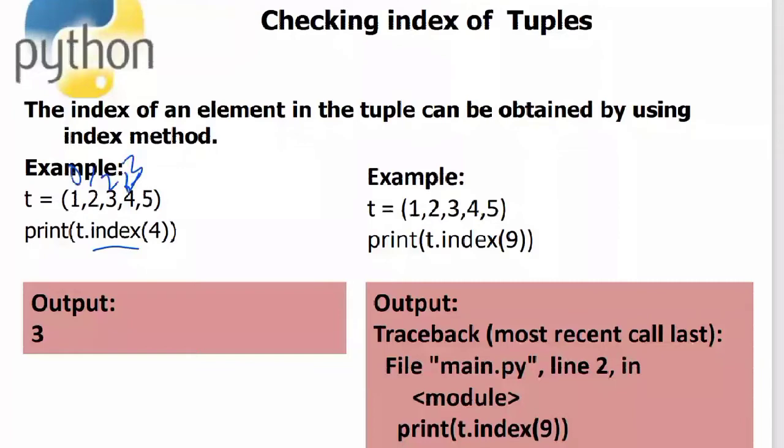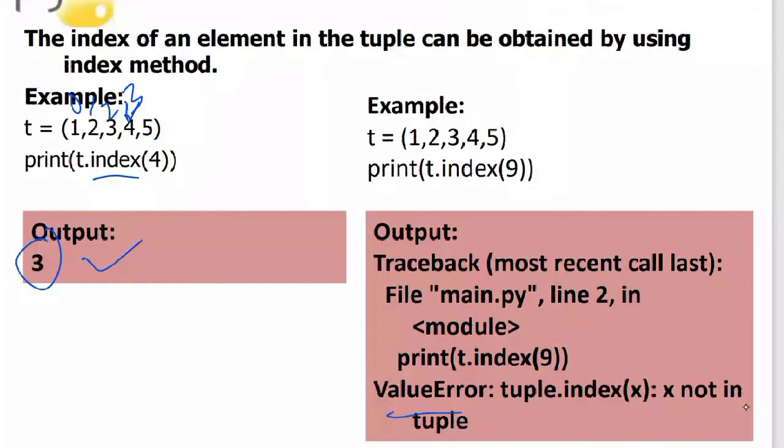Yes, sir. Yeah, if I try to print the index of a particular number which is not in the tuple, then it says a value error. So-called X is not in the tuple, right? Okay, so this is called index. That is how you can check the index of a value in a list. You can check the index of a value in a tuple also, right?